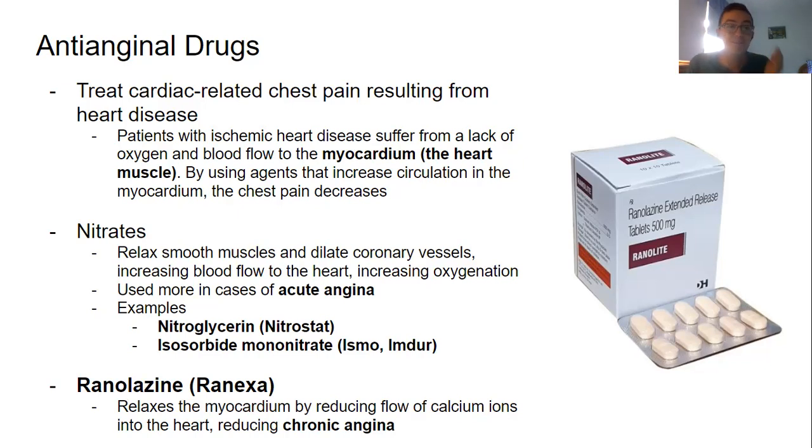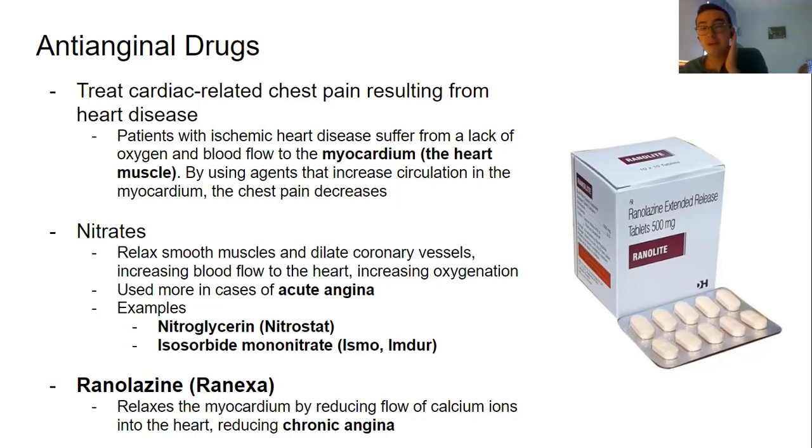Now, nitrates are the mainstay for antianginal drugs. They relax the smooth muscles, dilating those coronary vessels, increasing oxygenation, increasing blood flow. And they're used more in cases of acute angina. So someone's not going to be chronically taking nitrates. They're going to take them when they need them and when they actively are feeling chest pain. Our two examples are nitroglycerin. Interesting, right? It's not TNT. You actually use it to cure or temporarily treat acute angina.